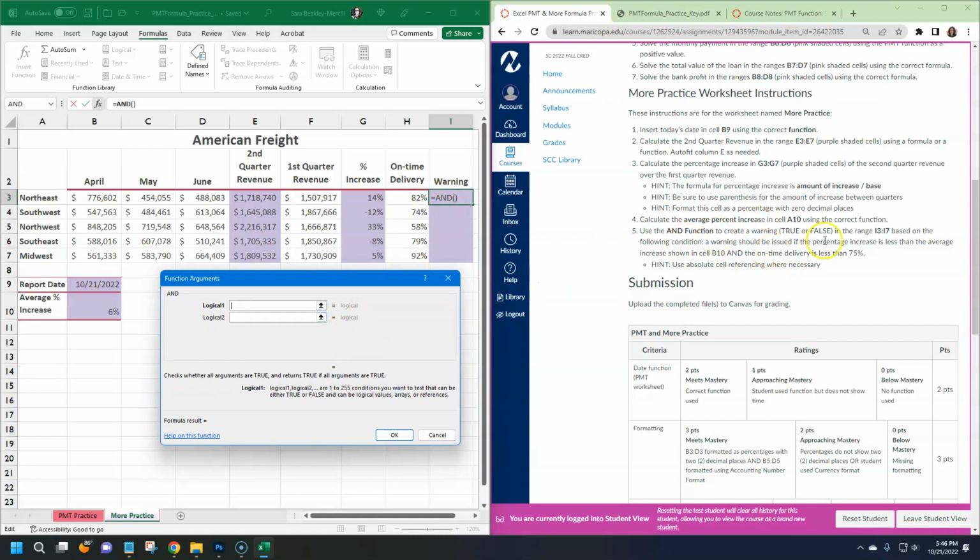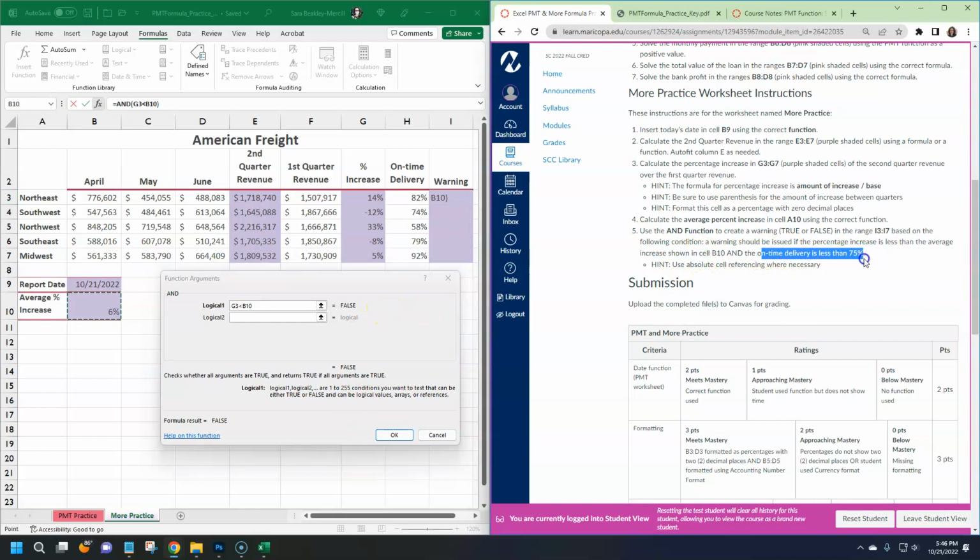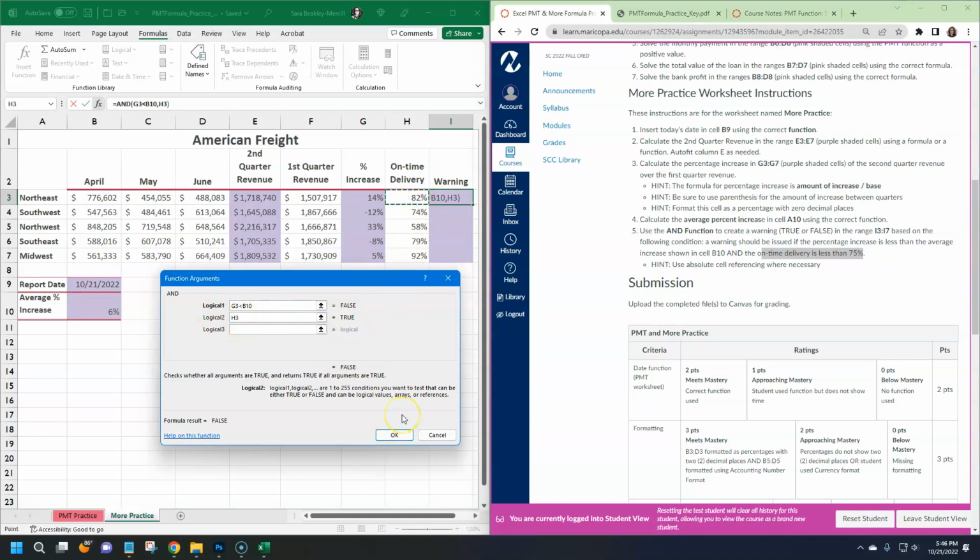We have two different logical tests here. The first one is, if the percentage increase is less than the average increase. So we put our cursor here, and we're going to click on the cell. Because we're going to copy this function down, we're going to use relative cell referencing. So I want to say, is this cell less than, that's the less than symbol, this cell, okay? And the on-time delivery is less than 75%. So I click in the logical 2, and I click on the on-time delivery is less than 75%.